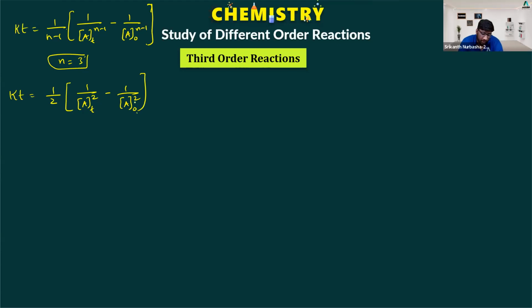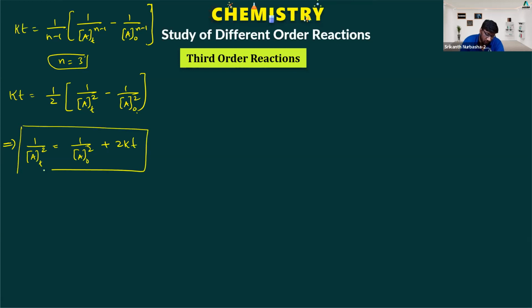Kt is equal to half of 1 by concentration of A at time t whole square minus 1 by concentration of A at time t equal to 0 whole square. So if I rearrange, I will get 1 by concentration of A at time t whole square is equal to 1 by concentration of A at time t equal to 0 whole square plus 2kt, because 2 I am taking to the other side. That I am rearranging, I will get this expression. So this is your third order integrated rate equation.